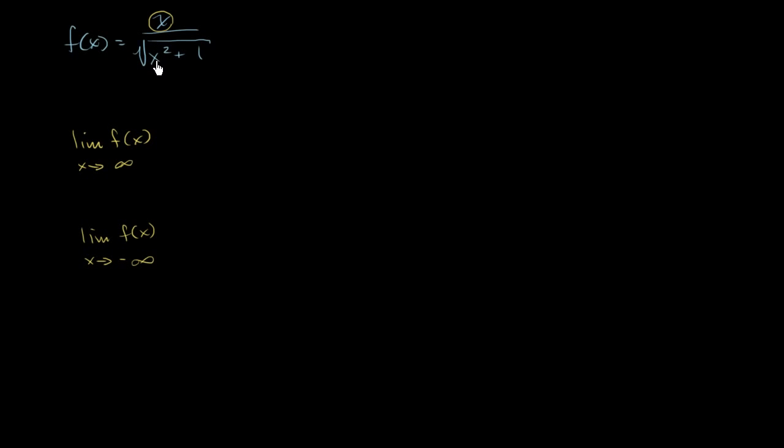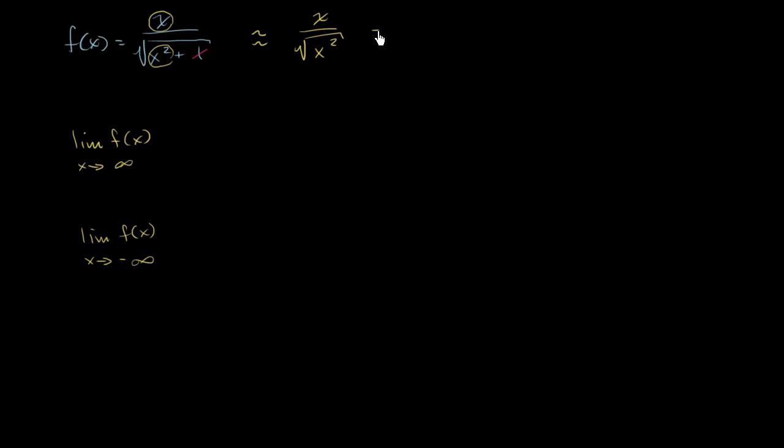And as x gets larger and larger, either in the positive or the negative direction, this x squared term is going to really dominate this 1. You can imagine when x is 1,000,000, you're going to have 1,000,000 squared plus 1. The value of the denominator is going to be dictated by this x squared term. So this is going to be approximately equal to x over the square root of x squared. The 1 isn't going to matter so much when we get very, very large x's.